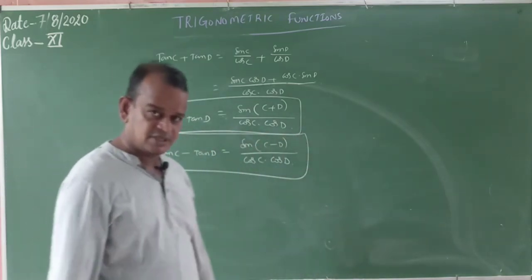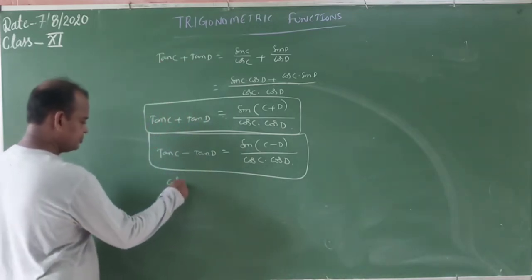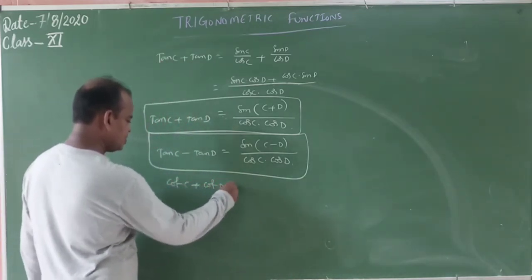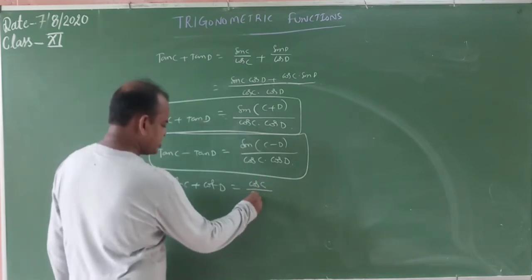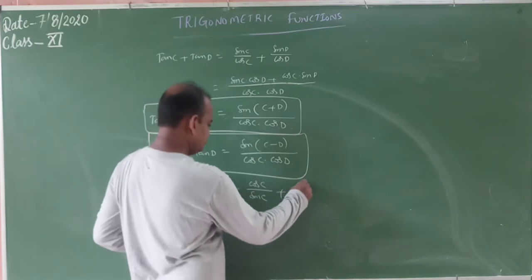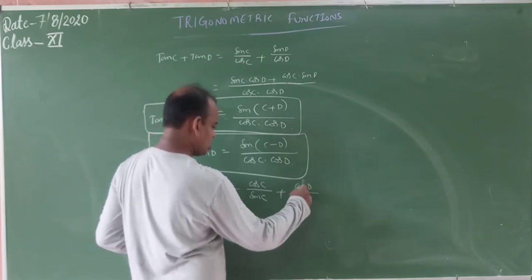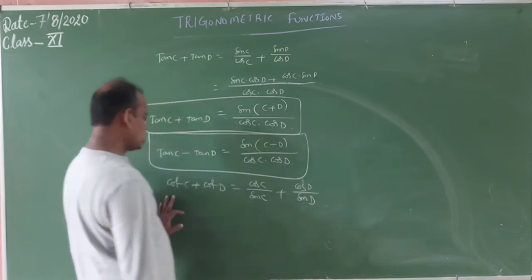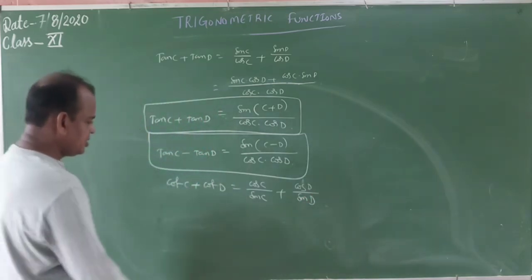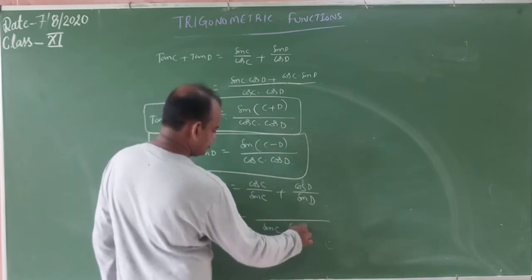Say cot C plus cot D. What happens? Cot C means cos C by sin C, plus cot D means cos D by sin D. Cot means cos by sin. Now the LCM is sin C sin D.